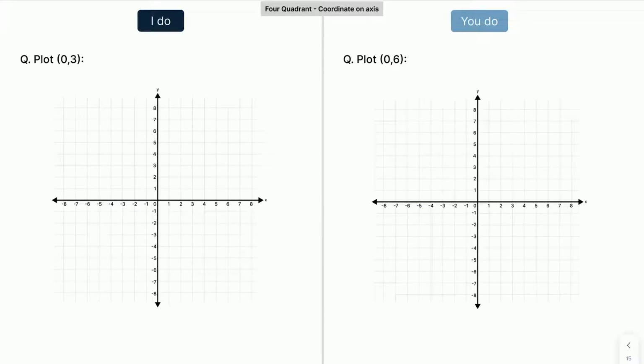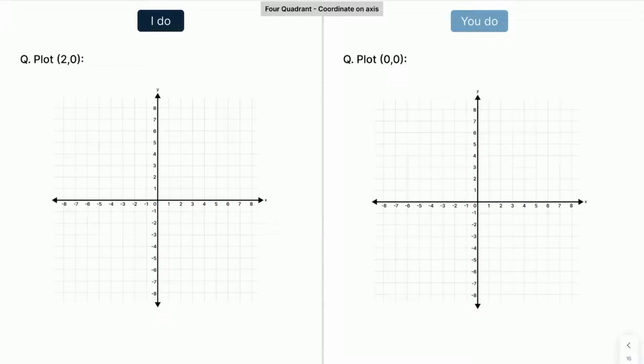So we've got another example, x and y. This time x is 0, so we do not need to move. And y is 3, so that goes there. On the right-hand side, we have x is 0, and y is 6, so that goes right there.